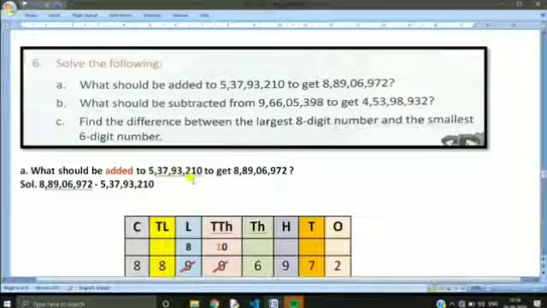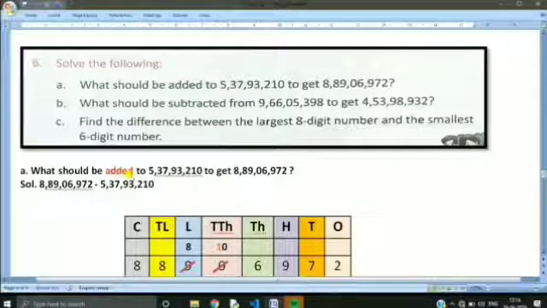lakh 93,210. इस नंबर में कौन सा नंबर ऐड करे कि हमें सम जो है वो 8 करोड़ 89 lakh 6,972 obtained हो. So we will be having the hint word here. You are seeing that my hint word is added. I have defined my hint word in colored form, the red color form. So here it is added.